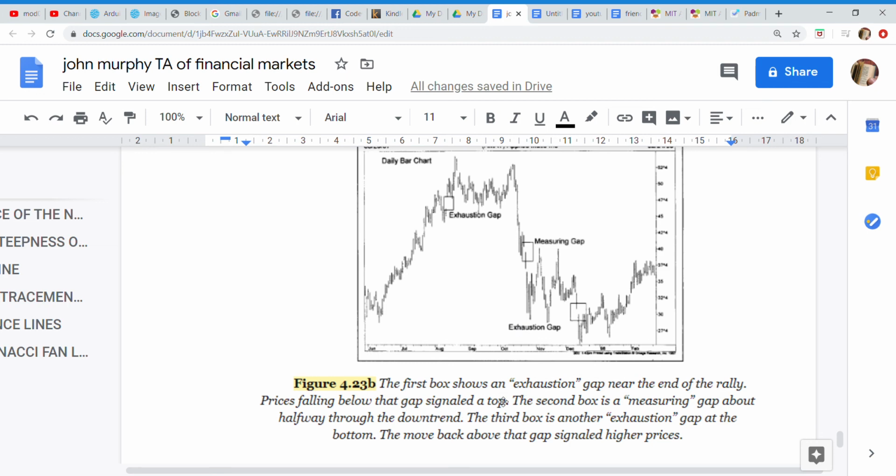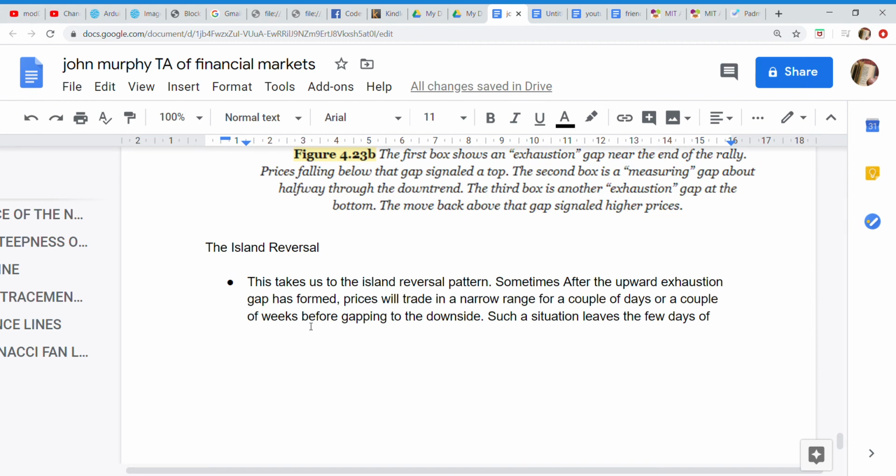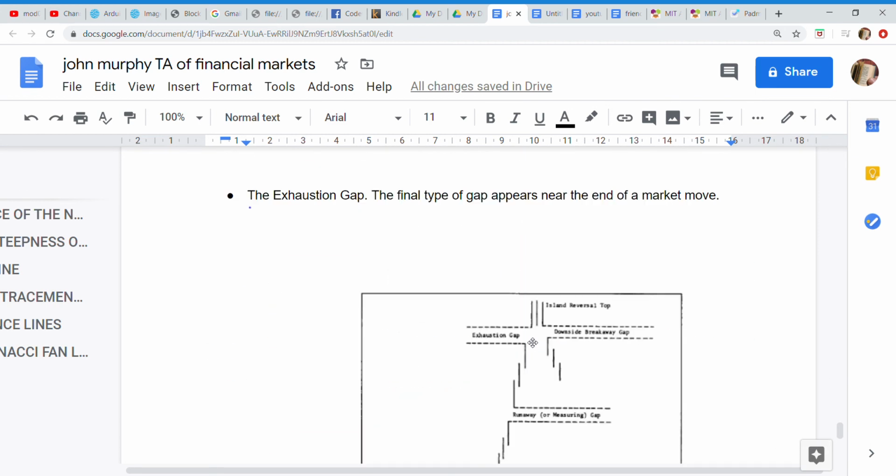The first box shows an exhaustion gap near the end of the rally. Prices falling below that gap signaled a top. The second box is a measuring gap about halfway through the downtrend. The third box is another exhaustion gap at the bottom. Island reversal. So this is an island reversal gap.